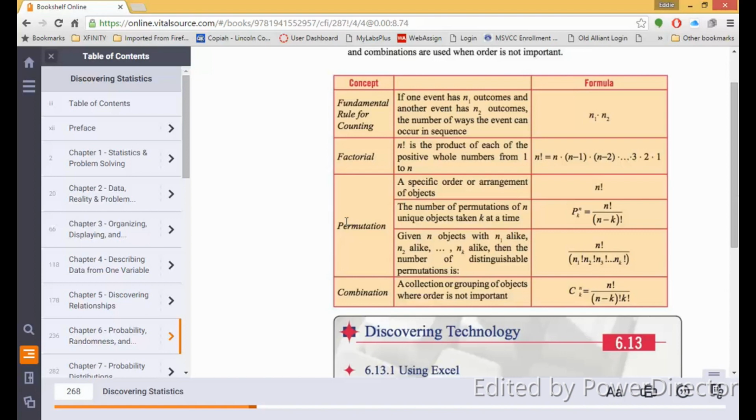So, I guess an easy way you could remember that would be if you can just kind of associate combination with lottery ticket, then the order that you choose the numbers on your lottery ticket doesn't matter. That's a combination.